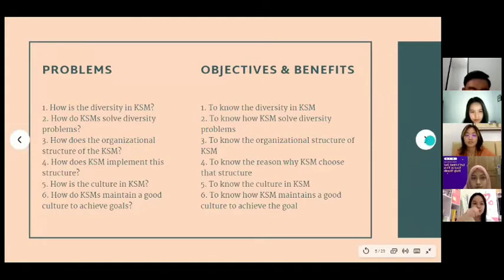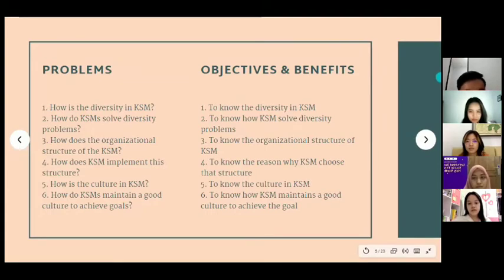Problems. Number one, how is the diversity in KSM? How does KSM solve diversity problems? How is the organizational structure of the KSM? How does KSM implement this structure? How is the culture in KSM? And how does KSM maintain a good culture to achieve goals?